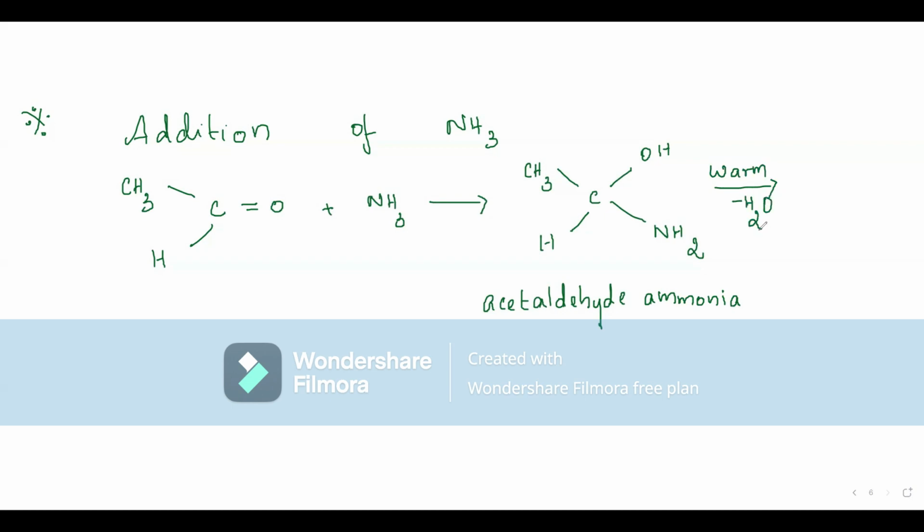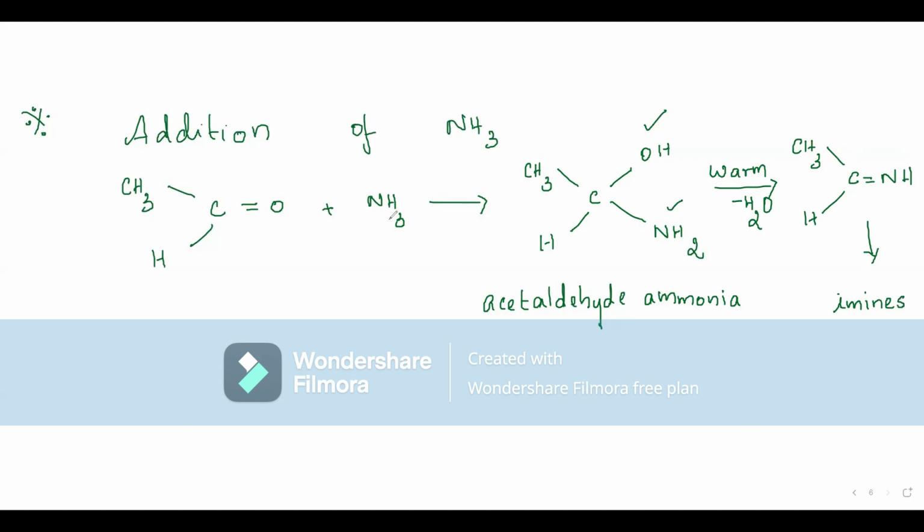So I've written minus H2O, OH from this position and a H from NH2. I have put a tick on these two positions just to make you understand. OH and H are eliminated as water, and there is CH3CH double bond NH. Such products are called imines.